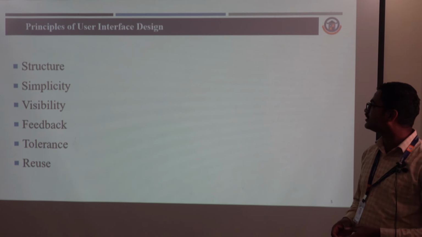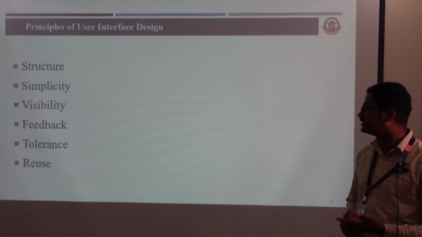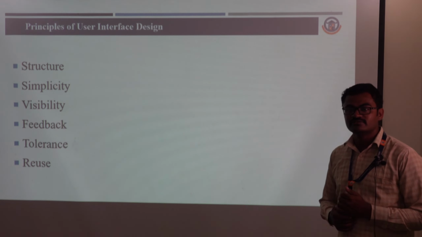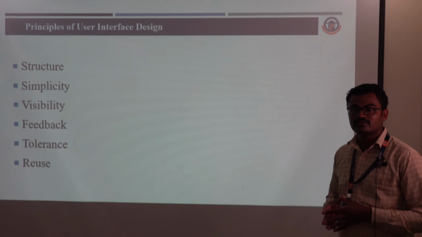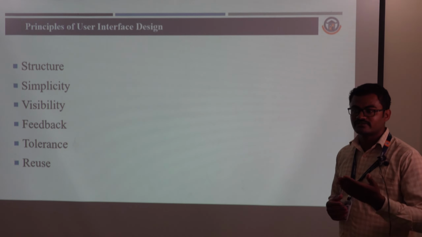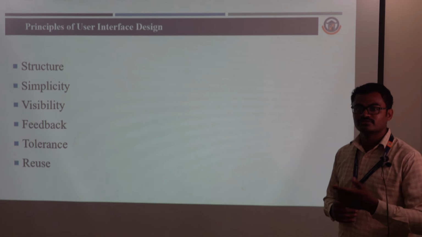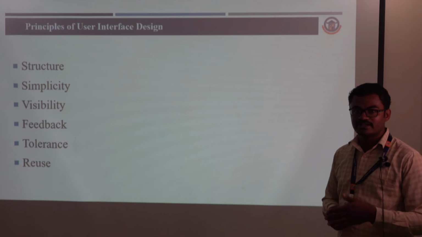Next are the principles of user interface design. The main principles are structure and simplicity, visibility, feedback and tolerance rules. For example, if you design a web page, we need a proper structure; without a proper structure we cannot design. Order-wise, we need what you want to search, then the product details, then the price list, comparison, then ratings.